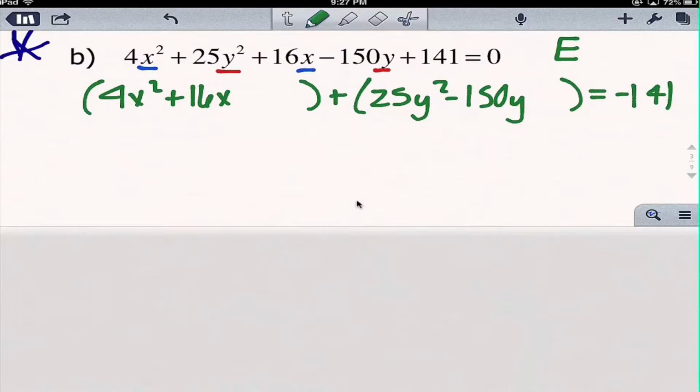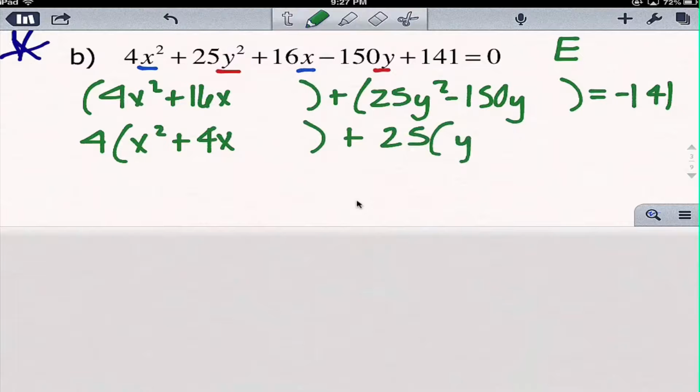Now, what might possibly be the toughest part of completing the square is our very first step is always going to be factoring out the leading coefficient. So that means if it doesn't just say 1x squared, I need to factor out that value. So when I take a 4 out, I'm left with x squared plus 4x. When I take 25 out, I'm left with y squared minus, I believe that is 6y, equals -141.